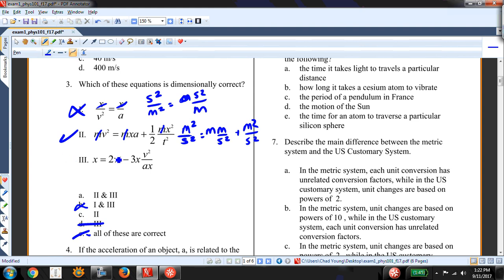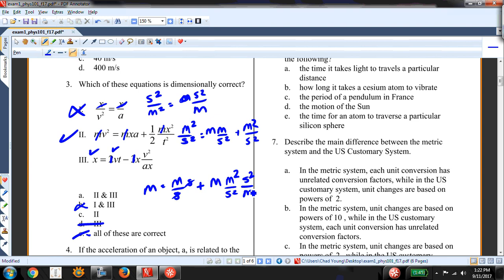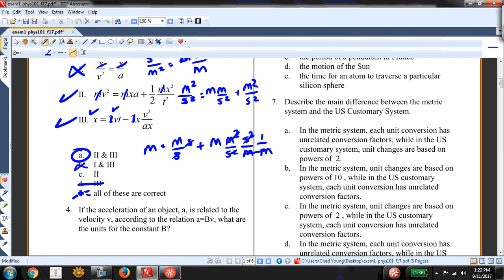Let's check out 3. I have meters. Remember, the 2's go away. Meters per second, seconds, that cancels, so far I'm good. And then I have meters. V is meters per second, but it's squared. And then I have A and X, second squared over meters, and 1 over meters. So meters. So that one's okay. So I have 2 and 3 is the right answer. A is the right answer for 3.